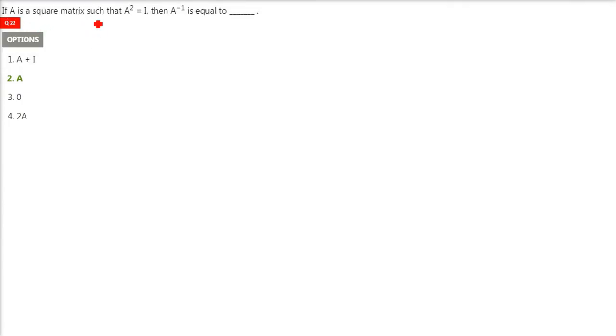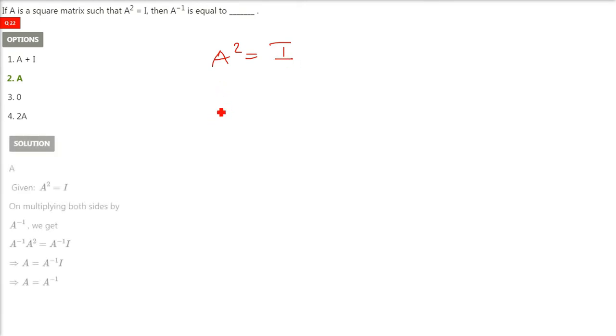If A is a square matrix such that A square equals I, then A inverse is equal to... this is very straightforward, multiply both sides by A inverse. A square equals I, multiply this by A inverse. A inverse here, A inverse here. A inverse A square will be A, and A equals A inverse. This is your answer. So second is your correct option.